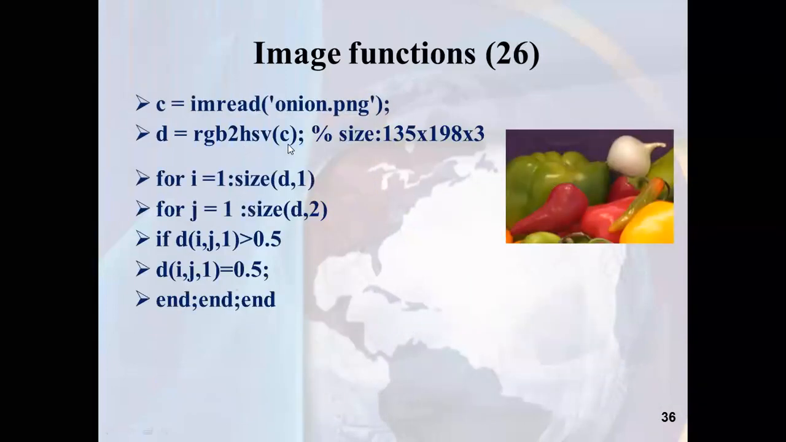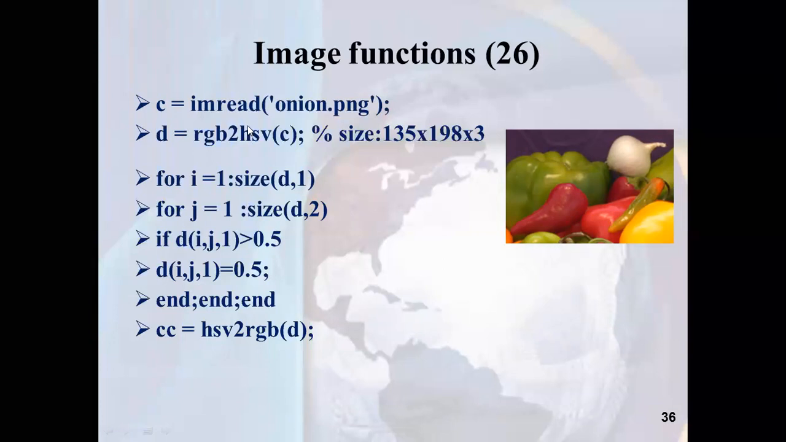Now, if we make any change on H or S or V, for example here, D is rgb2hsv. Now D(:,:,1) is the H hue channel, the hue matrix. So we change the value. If D is greater than 0.5, then D(:,:,1) equals 0.5. So we just make a change on the H matrix.